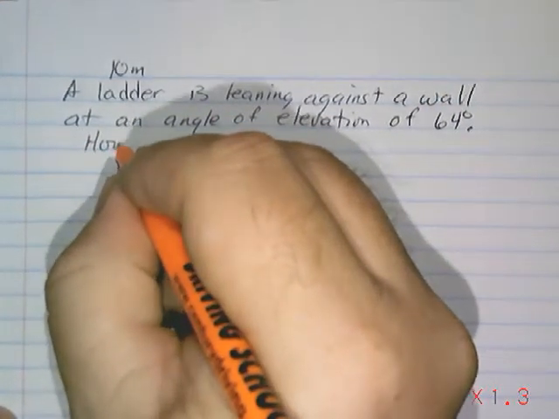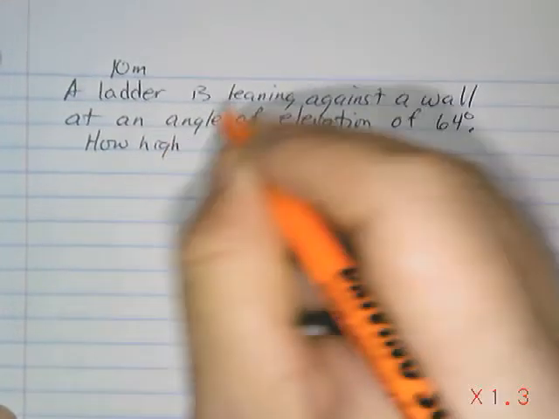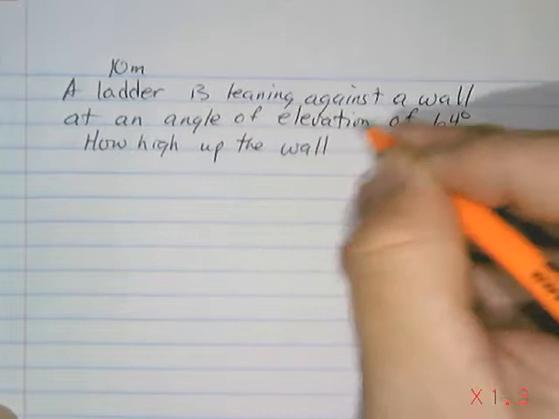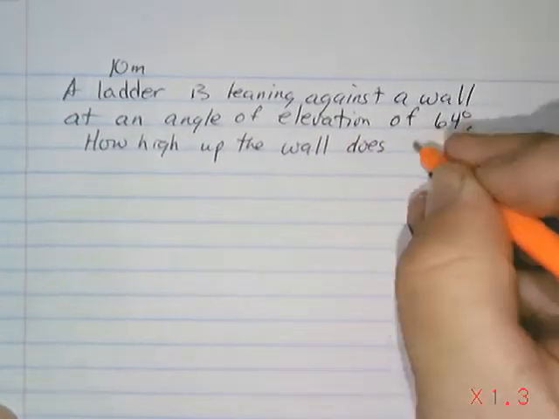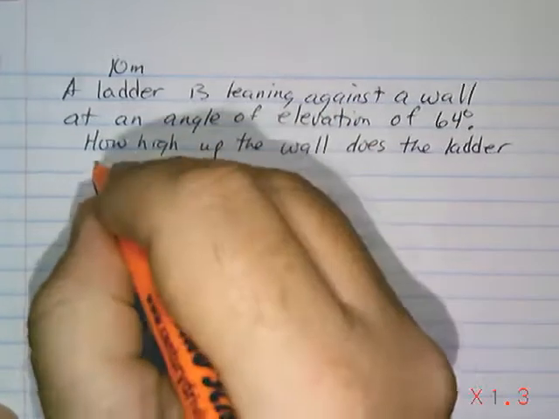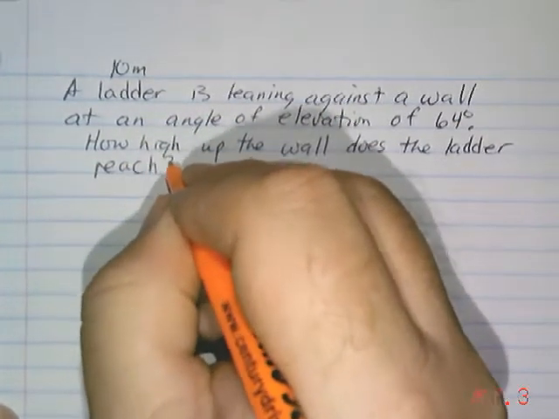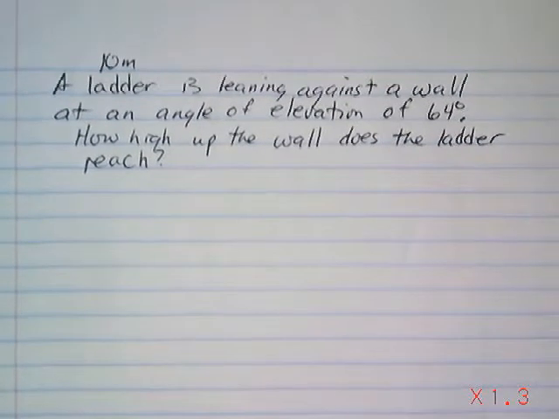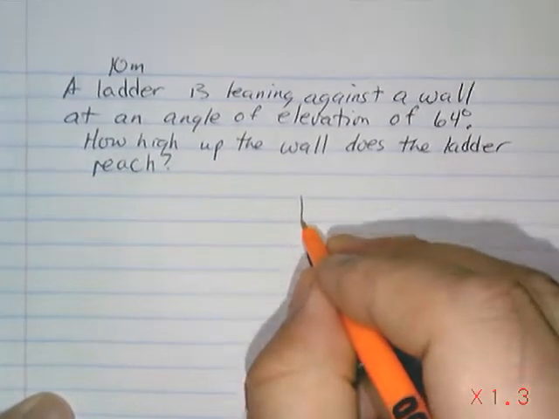Now there's a partner to an angle of elevation, and that would be an angle of depression. We're going like this and going down. This angle in here is an angle of depression. Now, we've drawn our picture, we've labeled it. Now we have to determine which side we want to find. It says, how high up the wall does the ladder reach? Well, that would be this height right here.